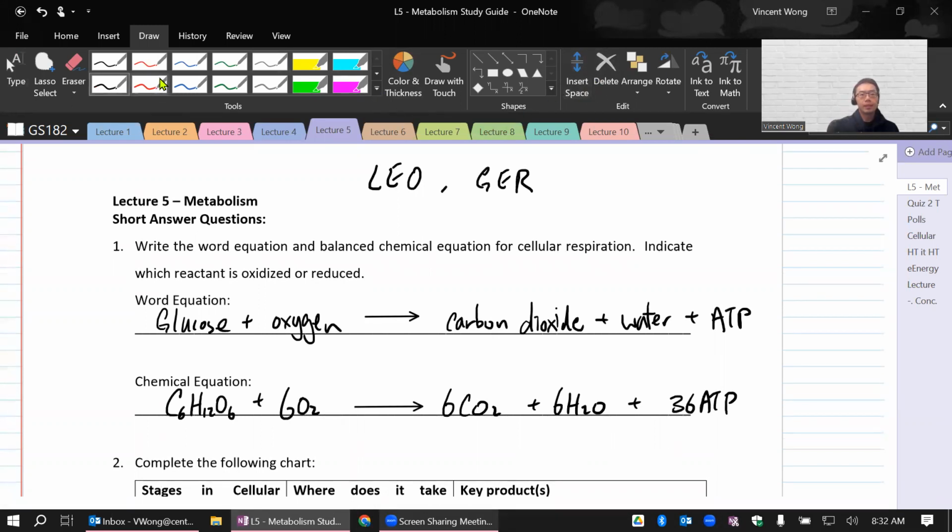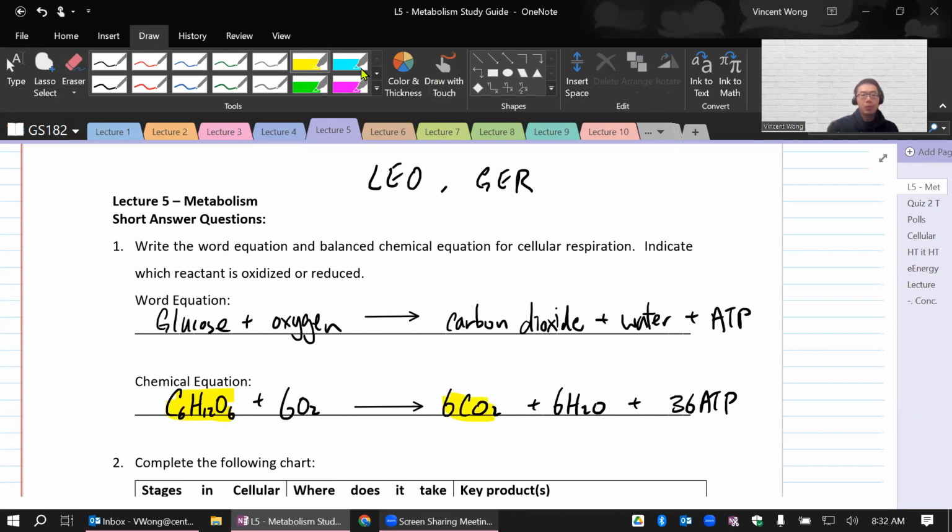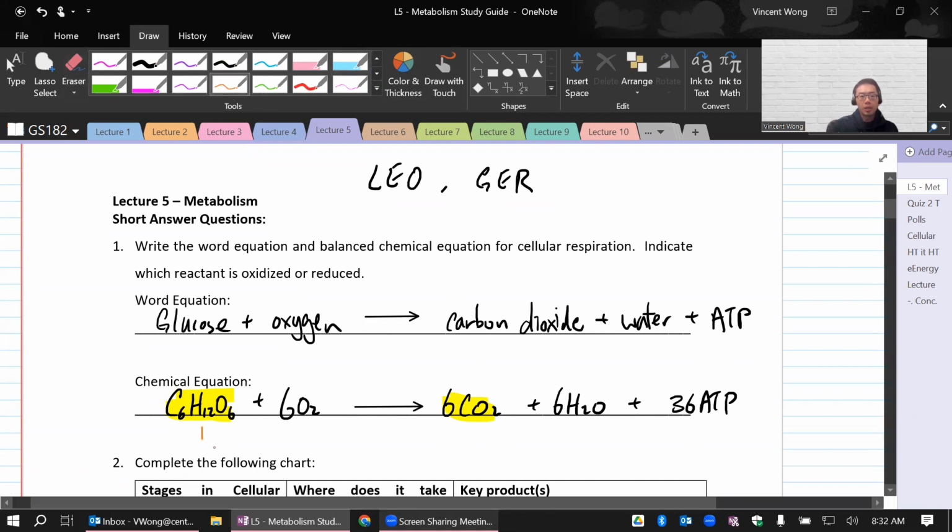Oxidized? Sorry, is it oxidized or reduced? I didn't quite catch that. Oxidized. Oxidized, that's right. So we are going to be removing electrons from glucose. And when we have finished doing that, it eventually becomes carbon dioxide, right? Okay, so this is oxidized.